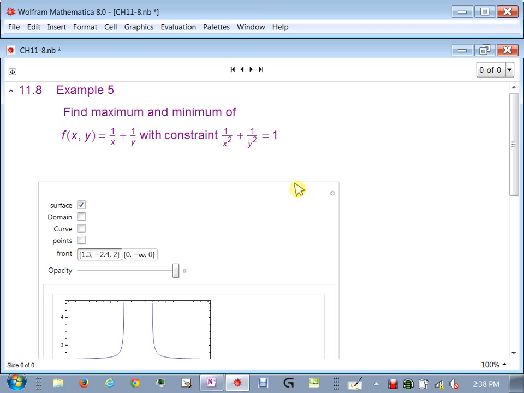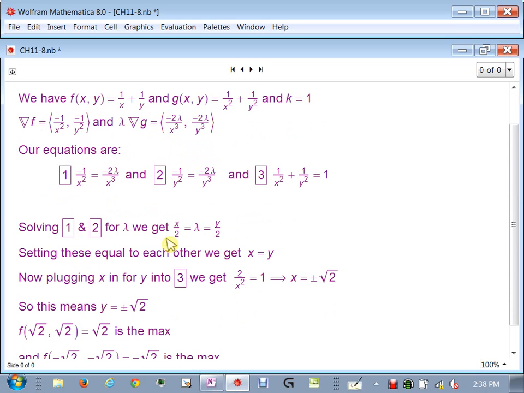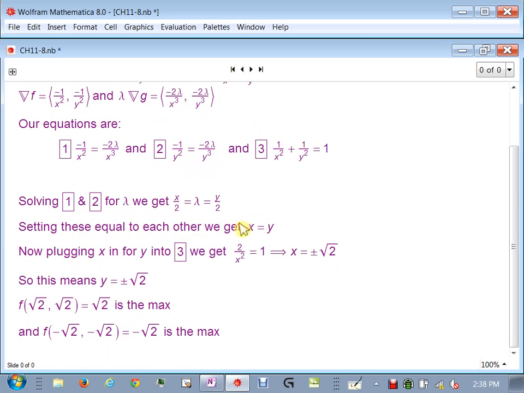All right, so look, this one, the notes include the solution, okay? The gradients are here. That 1, 2, and 3 are the 3 equations. Solving 1 and 2 for lambda, we get this. Setting them equal to each other, we get x is y. We plug that into the third equation. We get an answer for x. That means that y has to be this. And then we go in and figure it out, all right?